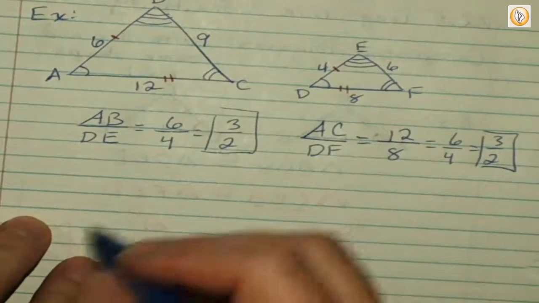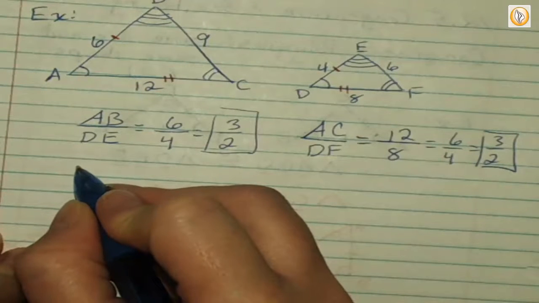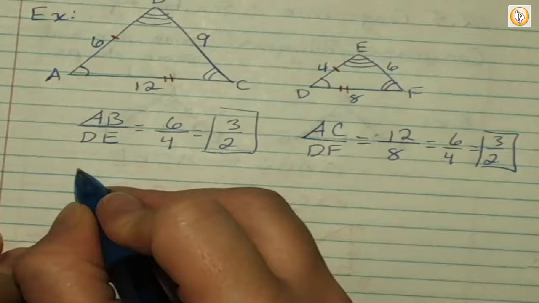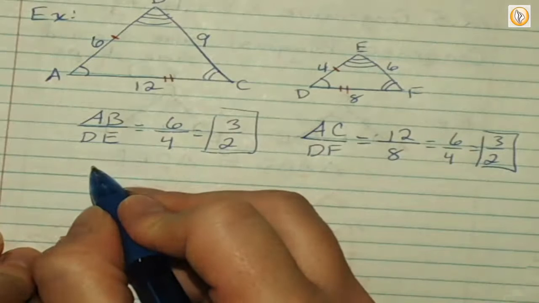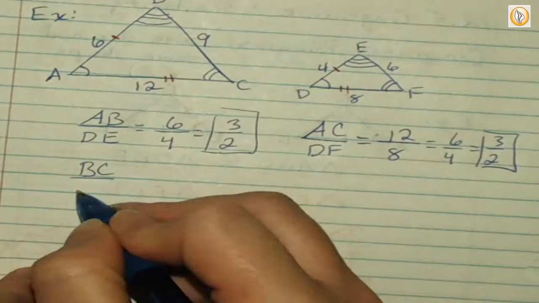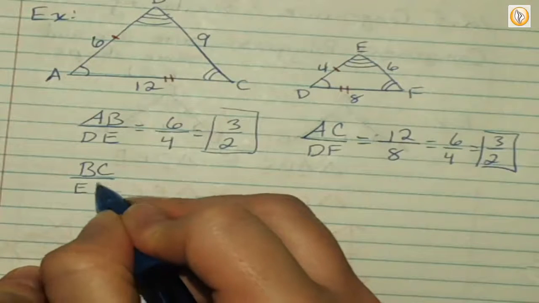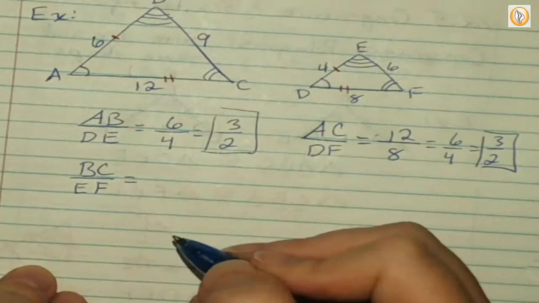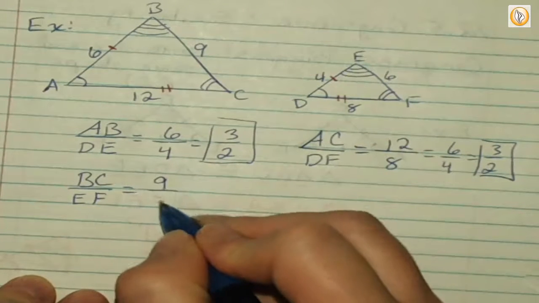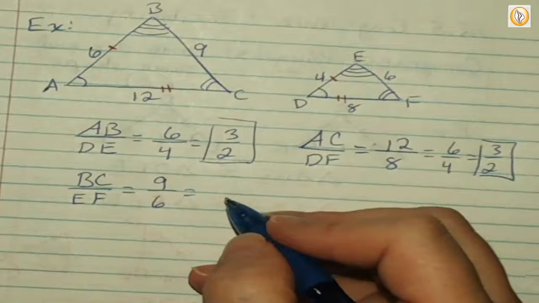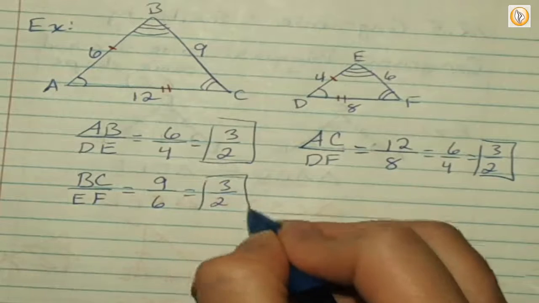Okay, so Michaela, what's my last two sides to compare? EF, BC. Okay, so since we've been doing the large triangle on top and the small on the bottom, what do I put on top? BC. BC over EF. Why can't I do FE? Because they're not the same. There you go. We have to put them in order. So what is BC, Michaela? 9. And what is EF? 6. And we can simplify that to 3 over 2. See that, guys?